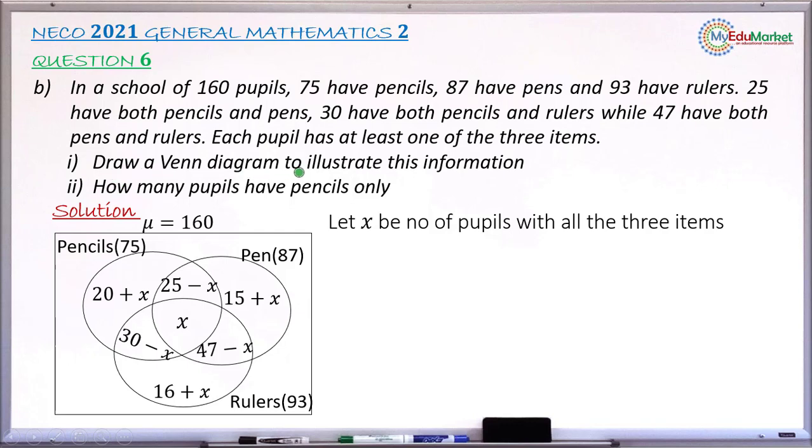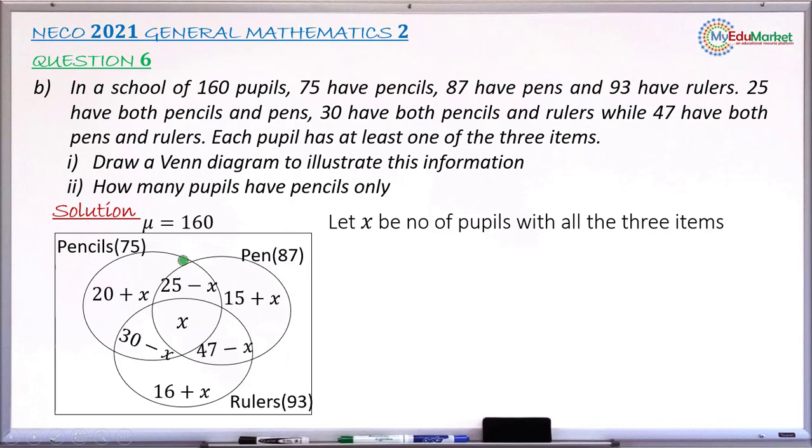What remains is to move ahead and answer Roman 2. And Roman 2 asks us to find how many pupils have pencils only. Pencils only means this expression 20 plus X. So we have to get to this X first before we are able to get to this 20 plus X.